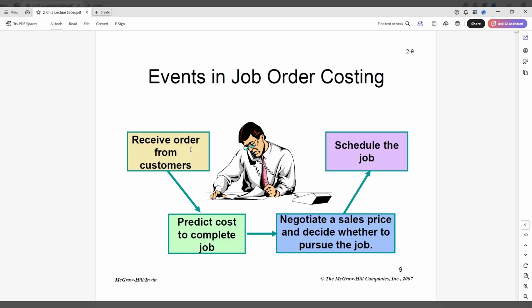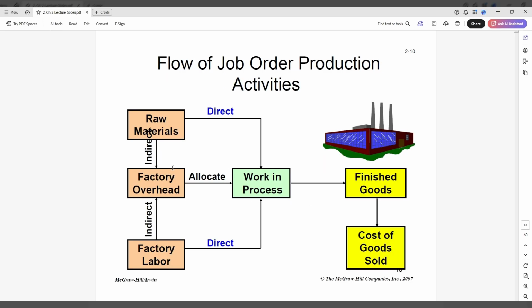Some of the events when we're doing job order costing: there is a custom order that comes in. We're going to need to predict the costs. And then we would prepare an initial estimate for that job, negotiate a sales price based on that information, let the customer decide whether they want to pursue that job, and then schedule the job and do it. So pretty basic, normal stuff we would expect in the process of providing services or preparing products for a customer. Nothing too crazy there, I don't think.